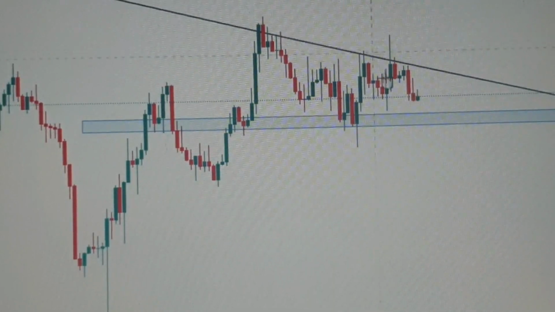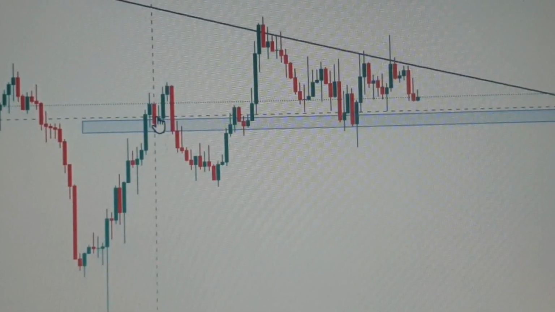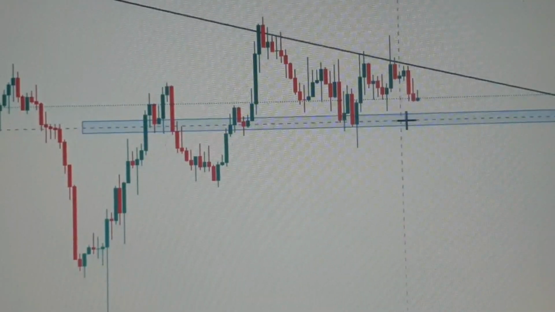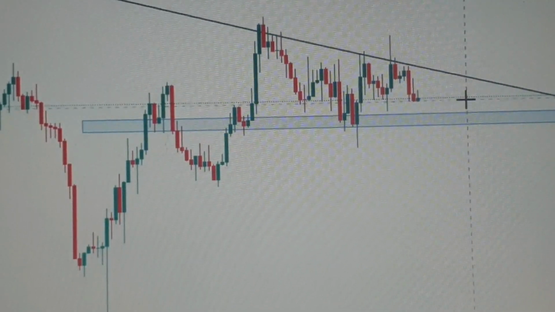Remember that price rejected somewhere around here. It has rejected multiple times around this resistance trend line on the higher time frame. So what's going to happen here? And this is my zone. This area is a strong area on the higher time frame.